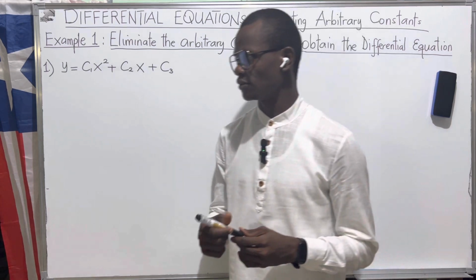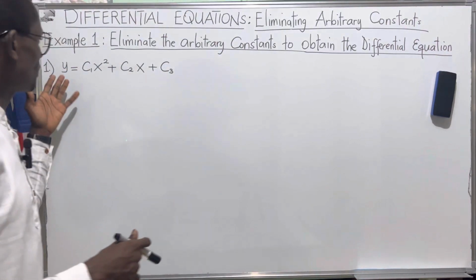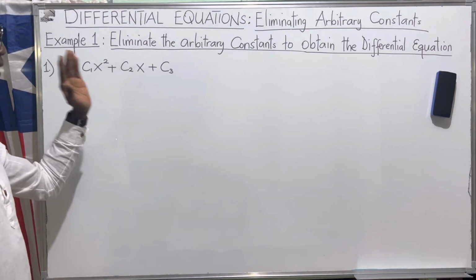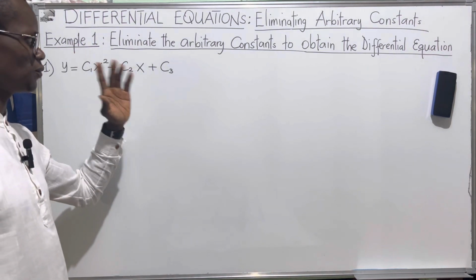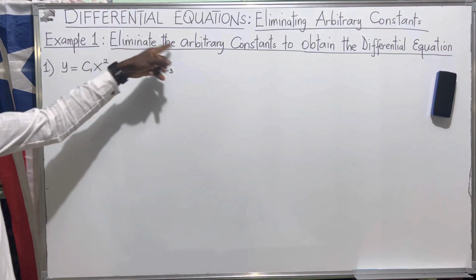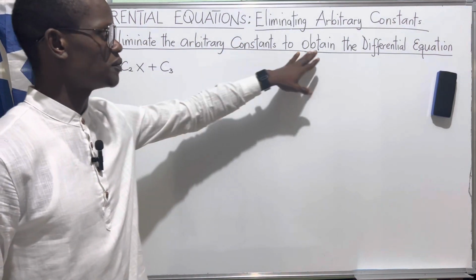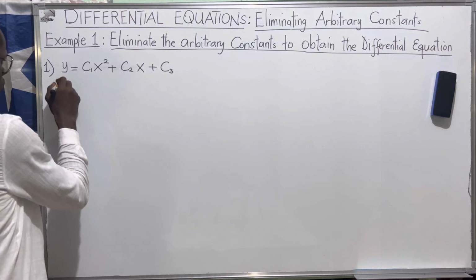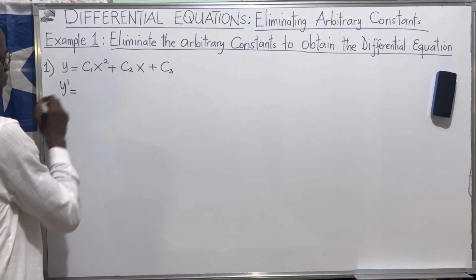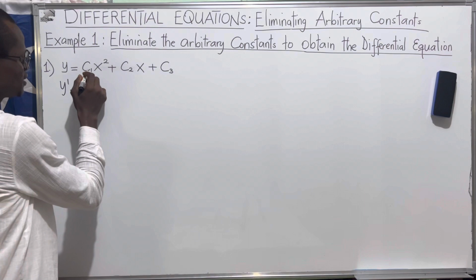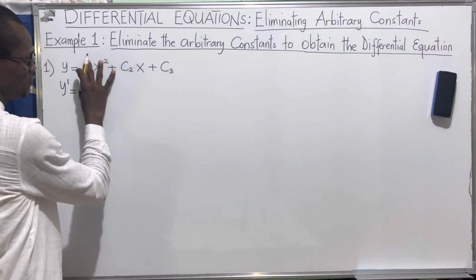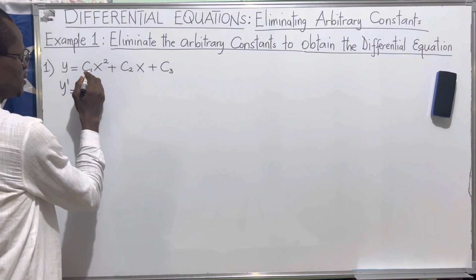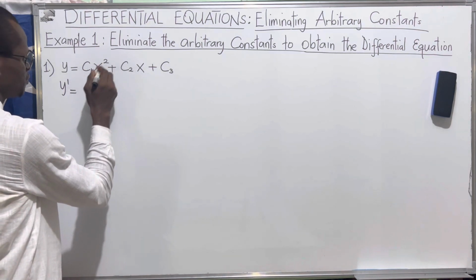So let's get started. The problem says y equals c sub 1 x squared plus c sub 2 x plus c sub 3. And we're asked to eliminate the arbitrary constants to obtain the differential equation. So we start with y prime equals, a constant times a variable. Now let's differentiate each of these expressions. So we have c sub 1 x to the second power.